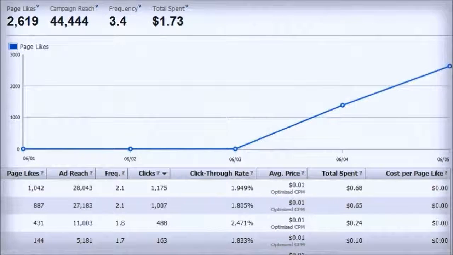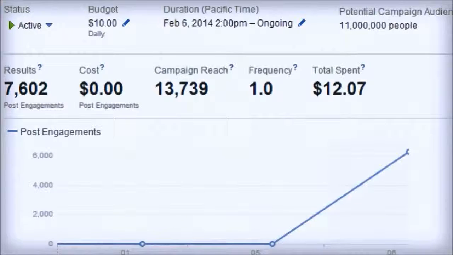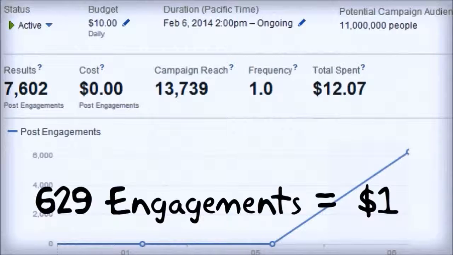You are about to experience an awesome Facebook advertising course. How would you feel with results like this? 1,500 likes for just $1. How would you feel with ridiculous amounts of people engaging with your posts? 629 maybe for just $1 in ad spend.